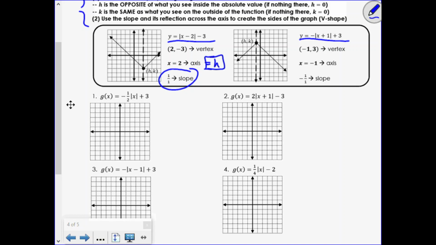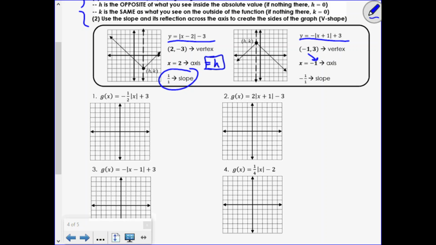The axis, which is that line that goes straight down the middle, is going to be the same value as the x value from the vertex. And then your slope, why is my slope negative 1 over 1 for this one? Because the number at the very front, in front of the absolute value, is a negative 1. So that's why my slope is negative 1. You can see I go to negative 1, 3, and then I have a slope of negative 1 on that side, and the reflection on the other side.